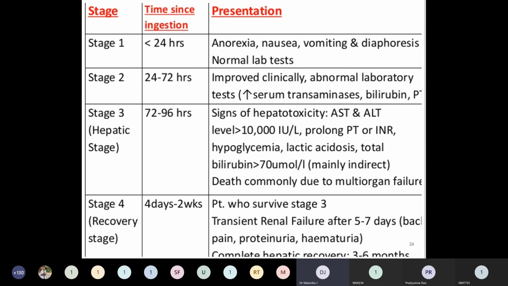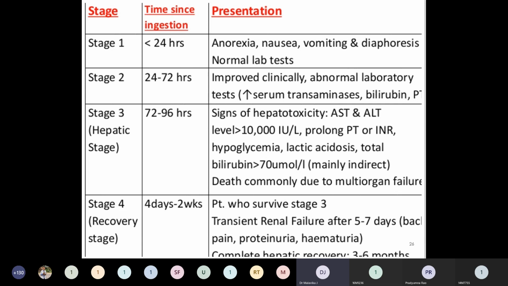Coming to stage 2, it will be 24 to 72 hours. The child appears clinically improved but has abnormal laboratory tests. This is a clinical finding you need to understand, where the child will look normal but there will be abnormal laboratory tests: increased serum transaminases and bilirubin, and the prothrombin time will be elevated.